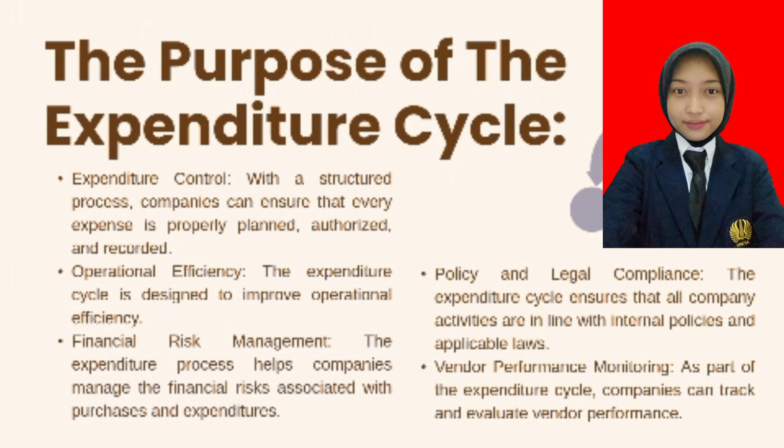Operational efficiency. The expenditure cycle is designed to improve operational efficiency. Number 3, financial risk management. The expenditure process helps companies manage the financial risks associated with purchases and expenditures. Next, policy and legal compliance. The expenditure cycle ensures that all company activities are in line with internal policies and applicable laws. And the last one, vendor performance monitoring. As part of the expenditure cycle, companies can track and evaluate vendor performance.